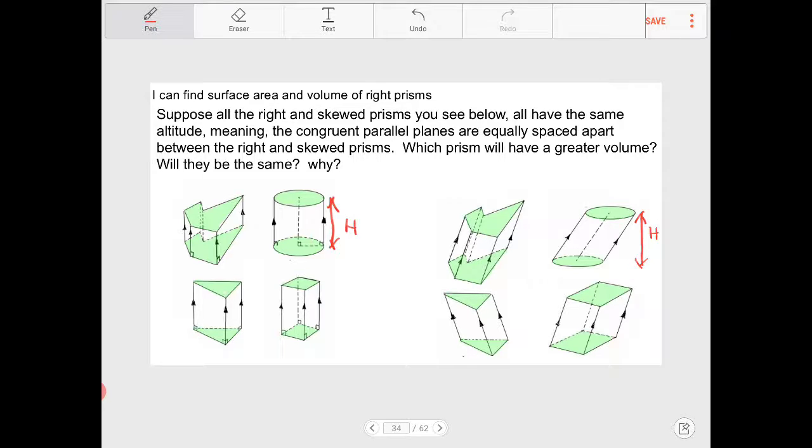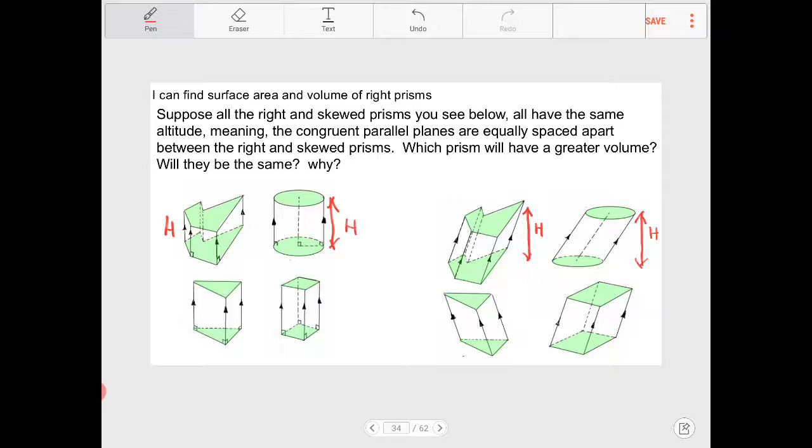Will these two cylinders have the same volume, or will they have different volumes? And if they do have different volumes, which one will be greater and which one will be smaller? Again, one more time, this is H, and the height of this one is also H. Which one will have a larger volume? Which one will have a smaller volume?